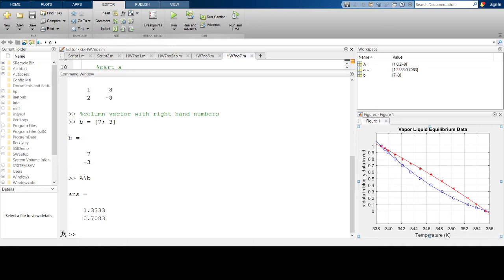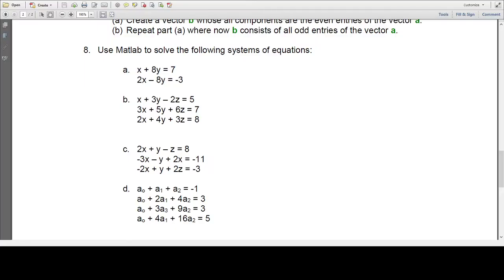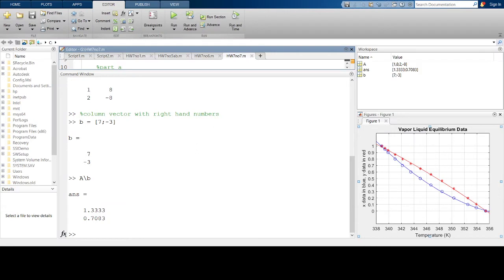For part B, I have a bunch of equations. I have x plus 3y minus 2z equals 5. Let me show it here on the screen: 3x plus 5y plus 6z equals 7, and 2x plus 4y plus 3z equals 8. Okay, let's go back to MATLAB and create our two matrices.